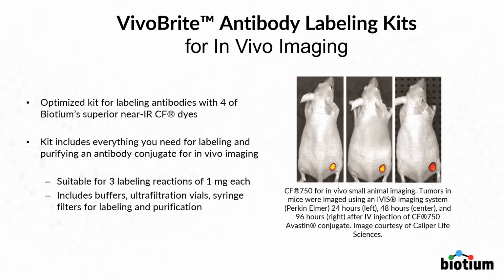And for those of you who are looking to use your antibody conjugate for in vivo imaging, we also offer a separate type of antibody labeling kit called VivoBright. These kits are optimized for labeling antibodies to 4 of our near IR CF dyes, which offer superior tissue penetration, photostability, and brightness, which is ideal for in vivo imaging. These kits also include everything you need to purify and label your antibody, including buffers, ultrafiltration vials, syringe filters, and is suitable for labeling 3 reactions of up to 1 milligram each.